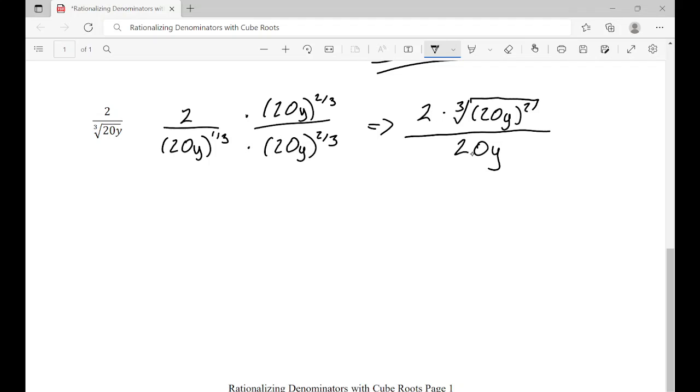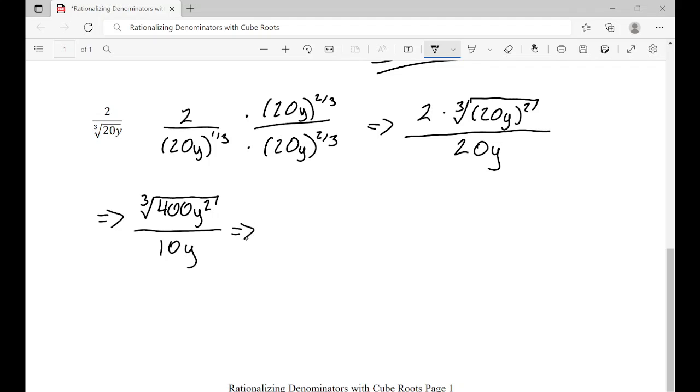2 can go into 20. So when I do that, I'm going to get the cube root of, and 20y squared is just going to be 400y squared. And then 2 into 20 is 10, so 10y. Now this is where you'd like to think you're done, but unfortunately, we're not, because 400 can be broken down.